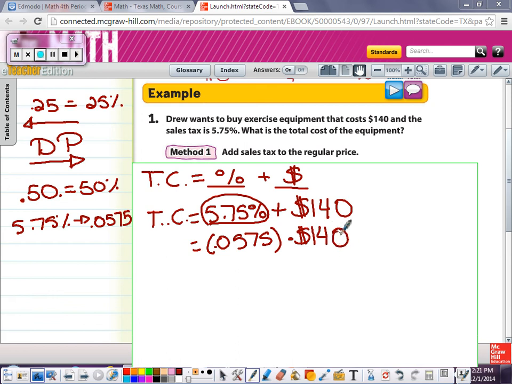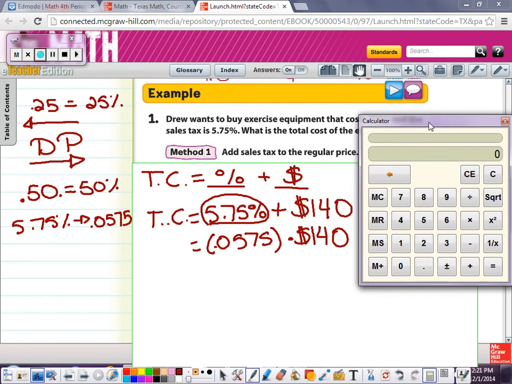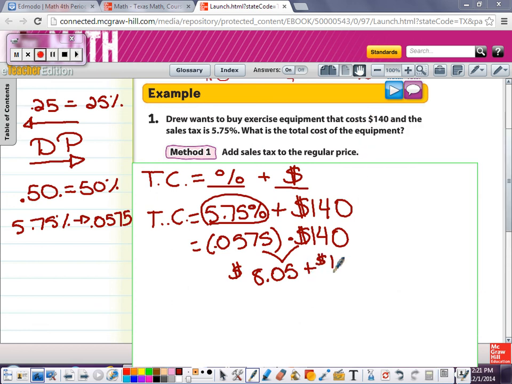Now for the sake of saving time, I'm going to go ahead and use a calculator to multiply these two things. And what we have here is 140 times 0.0575. The answer I get is $8.05. So when I multiply these two things, I know I'm adding $8.05 in tax. I add that to the price of the exercise equipment, which was $140. Together now, those two things will give me total cost.